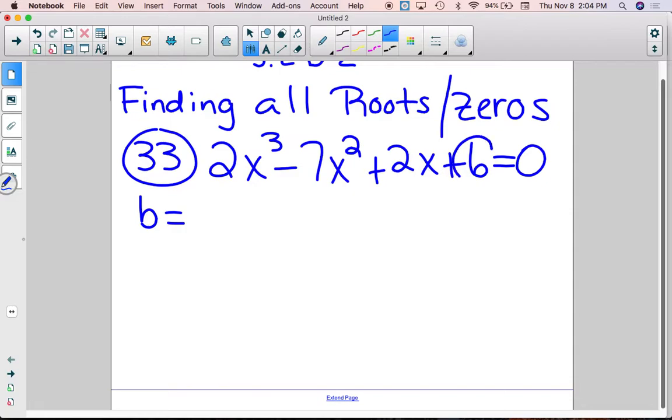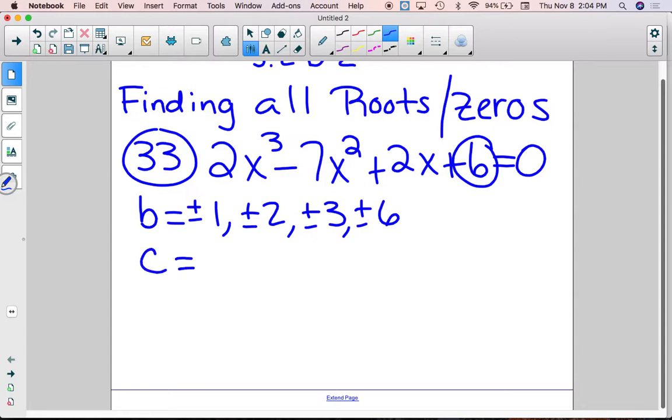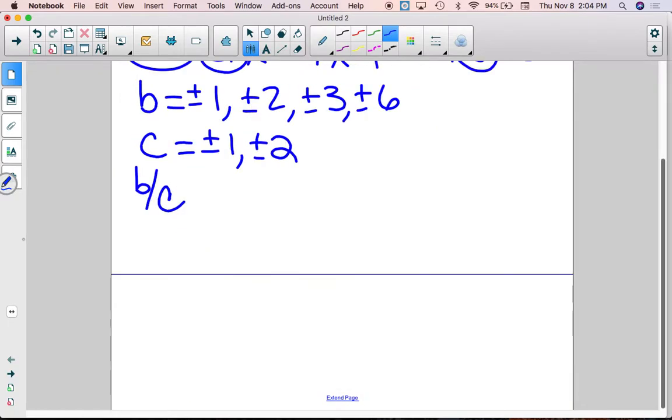All the factors of 6 are your B. So what are the factors of 6? Plus or minus 1, 2, 3, and 6. Then we have a C, which are the factors of your leading coefficient, which is the 2. So you'd have 1 and 2. You take those two to find your possible rational zeros. We make a fraction out of them.